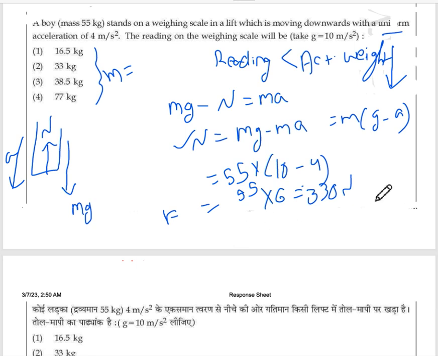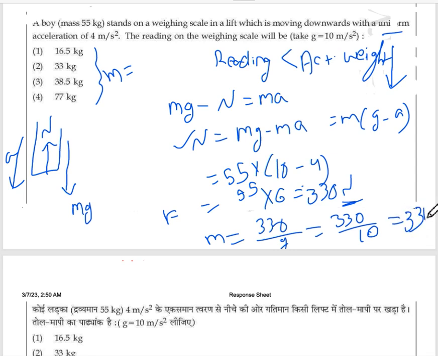So if I find the mass in kg, as the weight is given in Newton, mass will become 330 divided by its acceleration g, which is 330 divided by 10, since acceleration due to gravity is 10. So it is 33 kg, which is option 2. Okay, so we'll move to the next question.